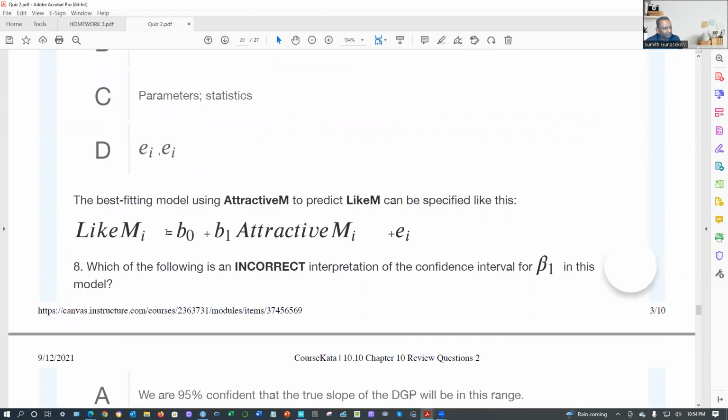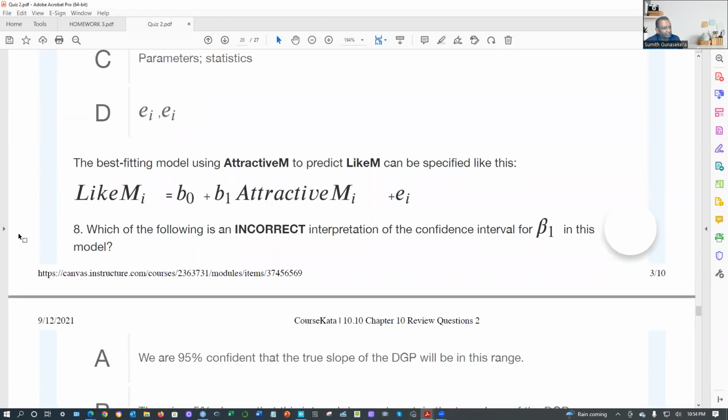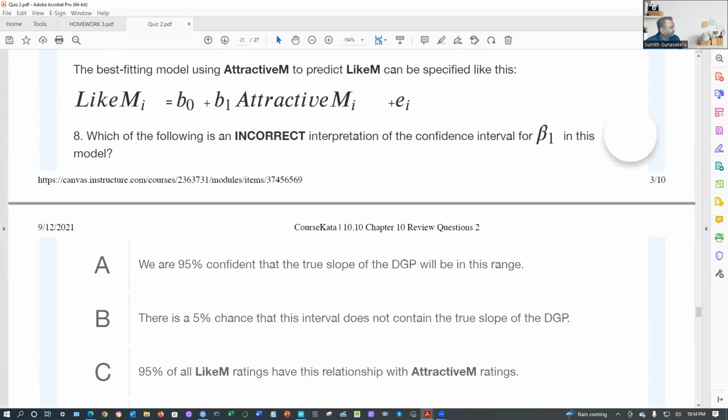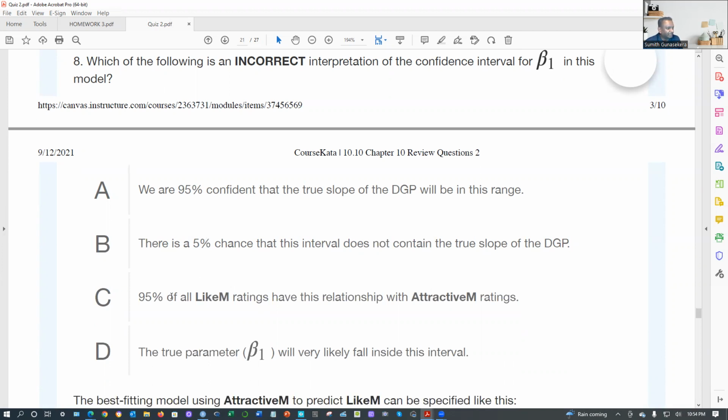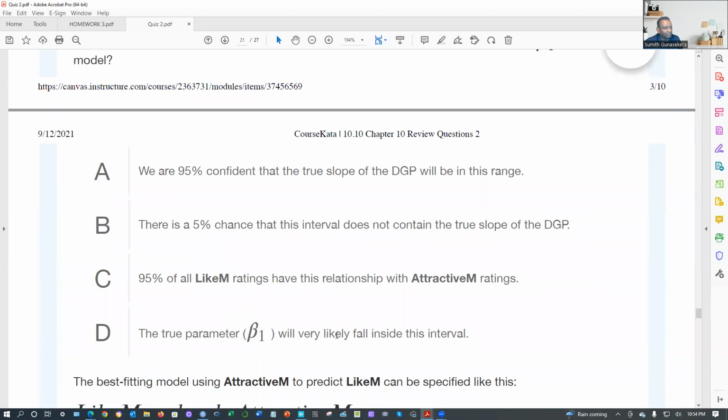Which of the following is an incorrect interpretation of the confidence interval for Beta 1 in this model? We are confident that the true slope will be in the same range. There is a 5% chance that the interval does not contain the true slope. 95% chance they're going to contain it, 5% chance they do not. That's right. 95% of all like ratings have the relationship with this one. We don't know, we cannot talk about the relationship. The true parameter will likely fall inside the interval. This is the only one that cannot be predicted through that regression model.